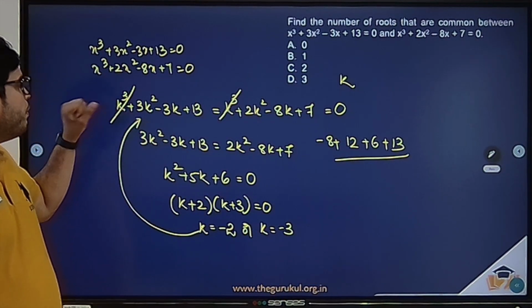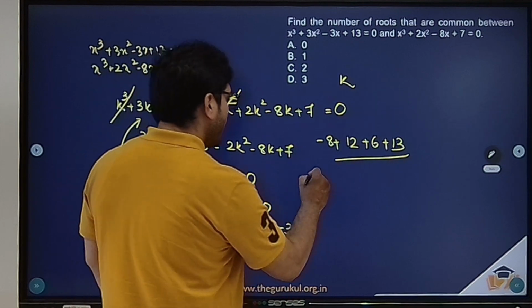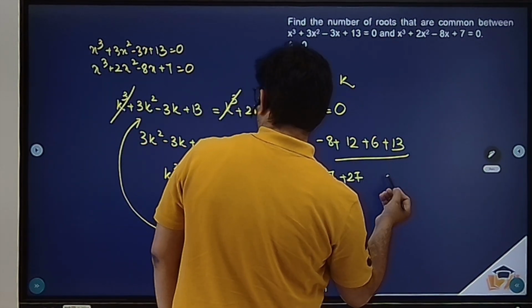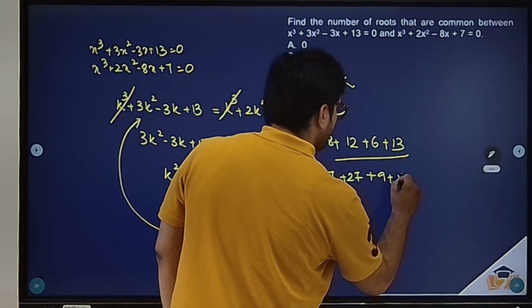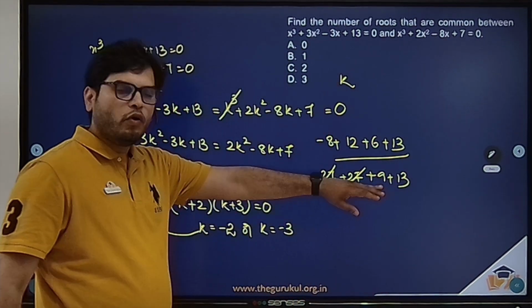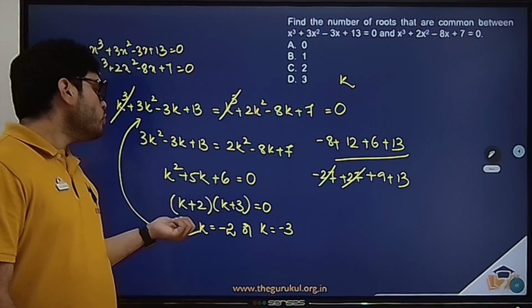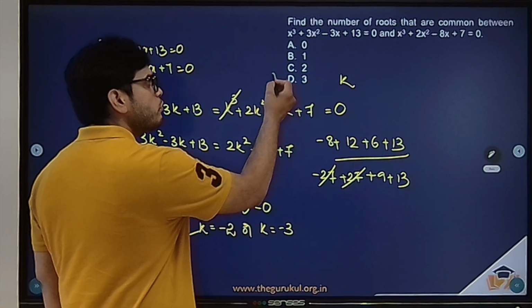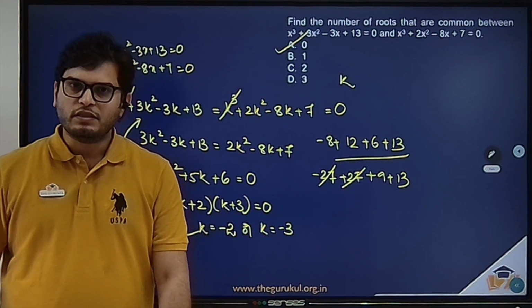Similarly, let me replace k with minus 3. So you'll have minus 27 plus 27 plus 9 plus 13. Now this is also not equal to 0. Right. So k cannot take these values, minus 2 and minus 3. So the answer for this question should be option A, 0.